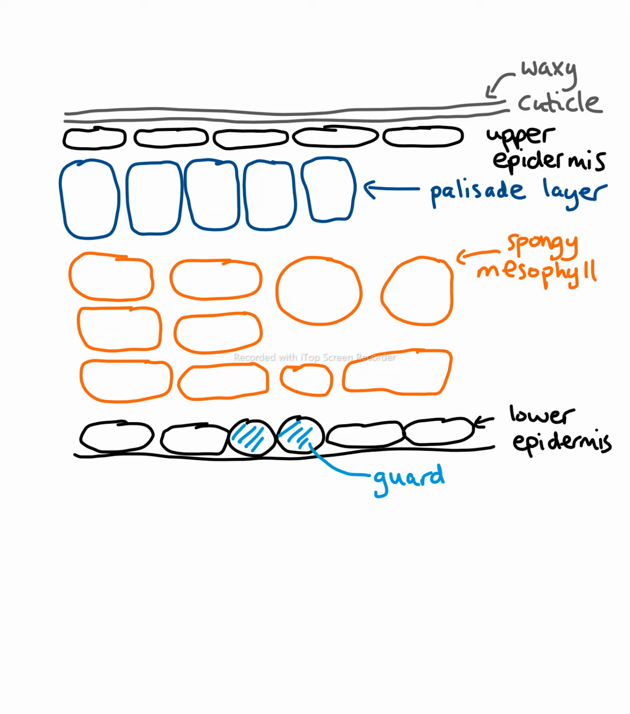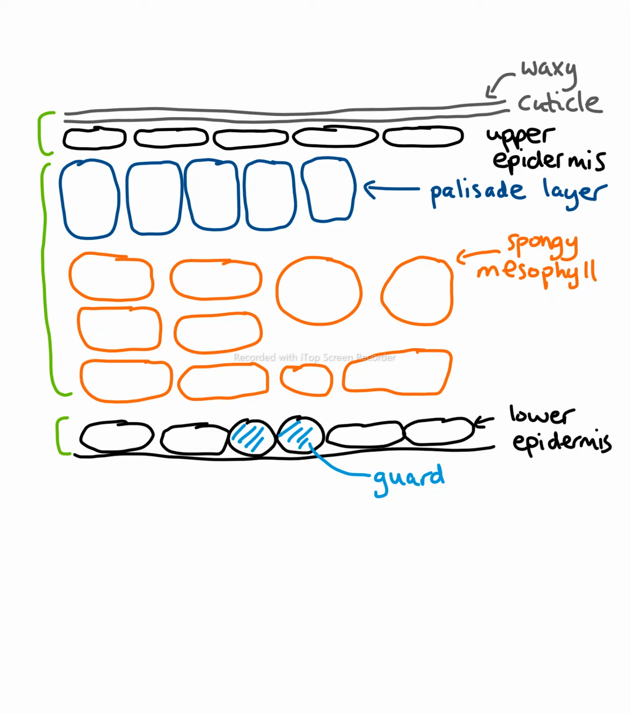Right, so let's just write that. So this here is your upper epidermis. This here is the mesophyll layer. It consists of palisade cells and spongy mesophyll cells, or spongy cells, and you've got the lower epidermis. So that's your three structures.